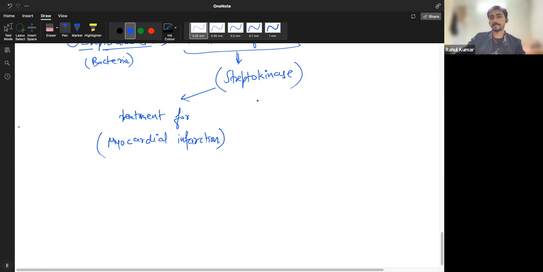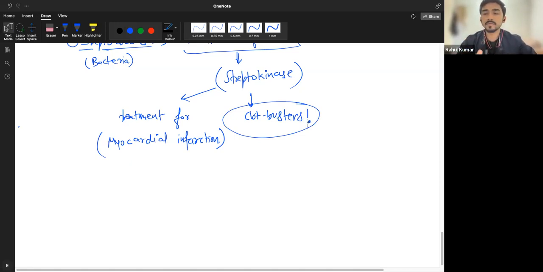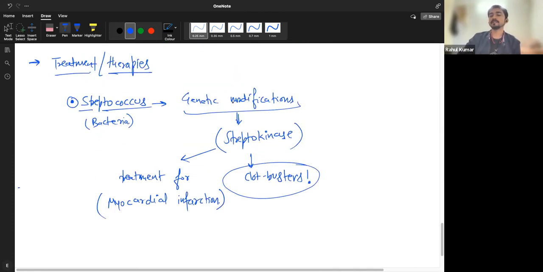So streptokinase is used for the treatment and is known as a clot buster. If there's a clot somewhere leading to myocardial infarction and heart attack, streptokinase can help, and we produce that from the Streptococcus bacteria by genetic modification. It is used to remove clots in the heart. So it can prevent a patient from dying in myocardial infarction and can prevent heart attack.